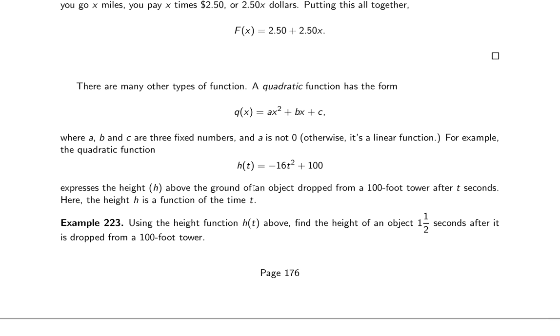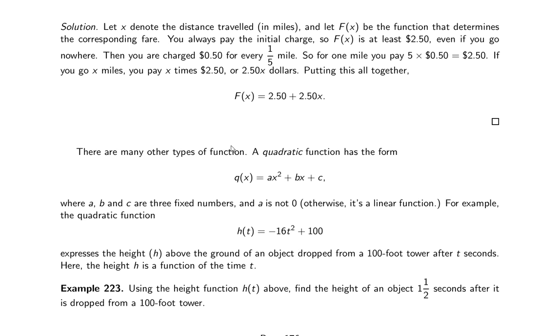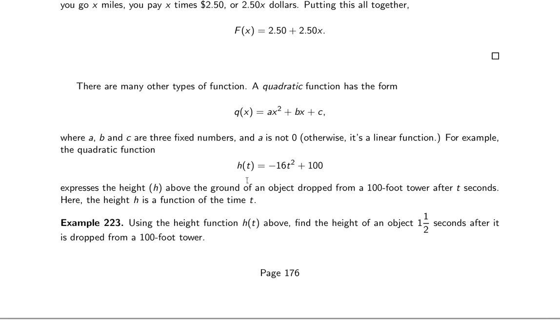So for this, we talked about linear functions. A quadratic function has an x squared. Slightly more complicated. This function h of t is equal to negative 16t squared plus 100. So this is an example of a quadratic function.